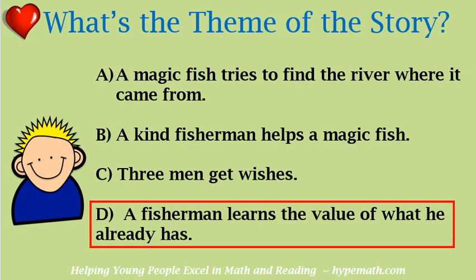Because the story said he caught a lot of huge fish, but they didn't talk, and he kept fishing and fishing because he wanted to get the magic fish, but he had a hungry family at home, and then he started to get hungry. And so looking at the huge fish he had, he realized he needs to be appreciative of what he has and not worry about trying to find the magic fish. If you picked D, you are absolutely correct. High five.